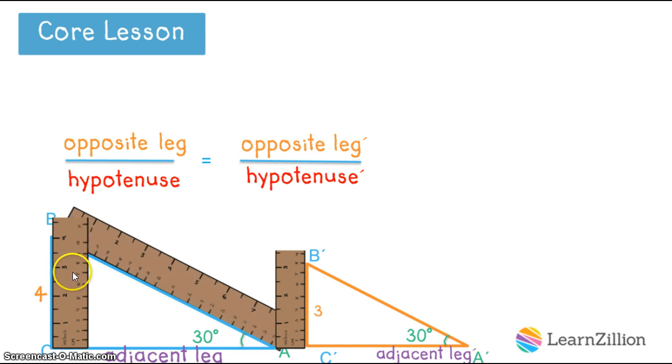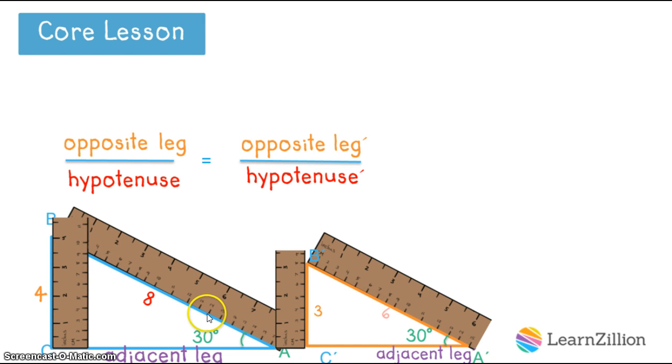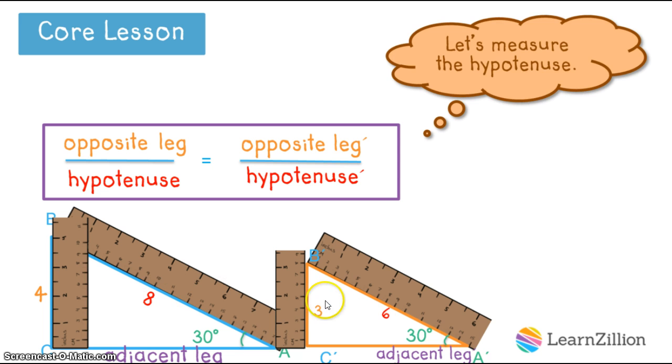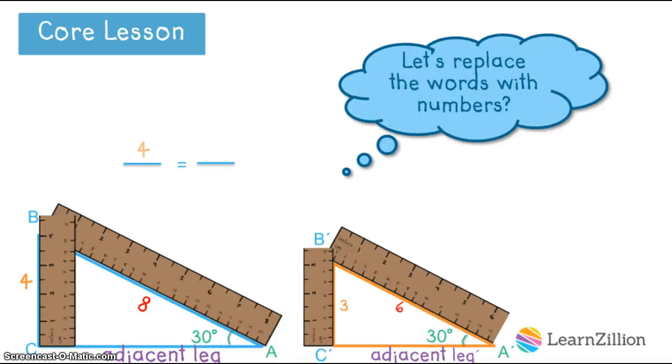So let's measure the hypotenuse. The hypotenuse of the blue triangle is 8. The hypotenuse of the orange triangle is 6. Let's replace the words with numbers. Opposite is 4. The hypotenuse of the blue triangle is 8. The opposite in the orange triangle is 3. The hypotenuse is 6.